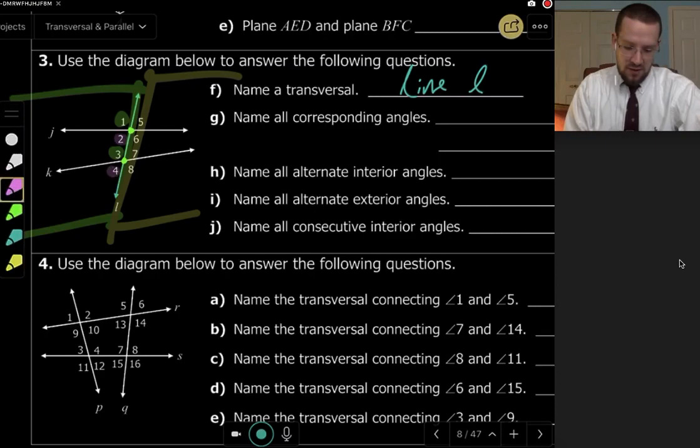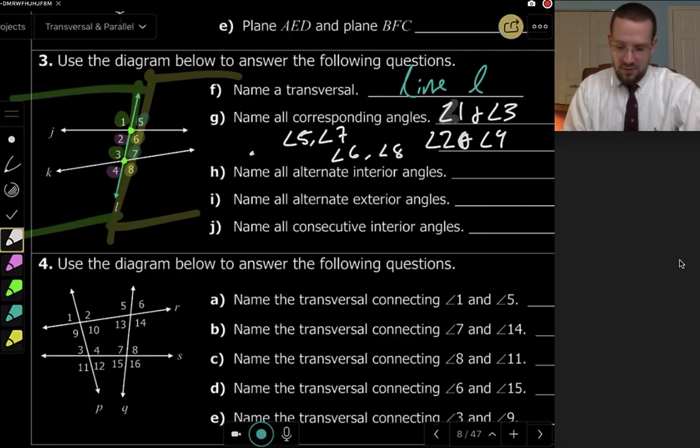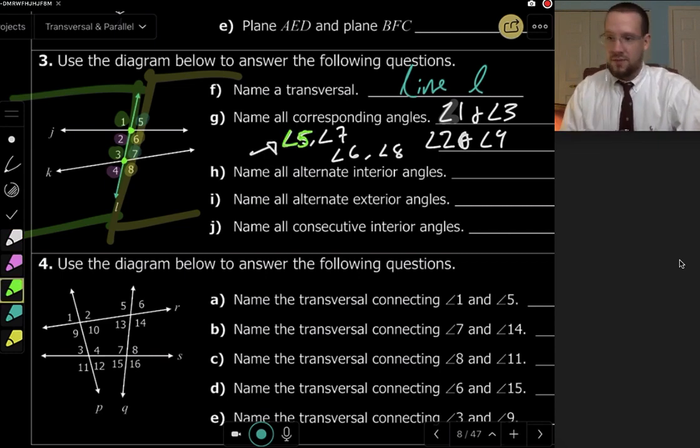So here we have 2 and 4. Let's see what else we have. We have 5 and 7, and then finally it looks like we have 6 and 8. So those are our corresponding angles: angle 1 and 3, angle 2 and angle 4, angle 5 and angle 7, and finally angle 6 and angle 8. And remember, this is how we write angles. This thing is an angle. That's the number. We could also use the points if they were labeled, which here they are not.